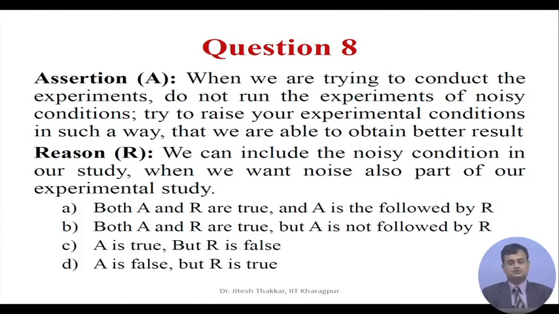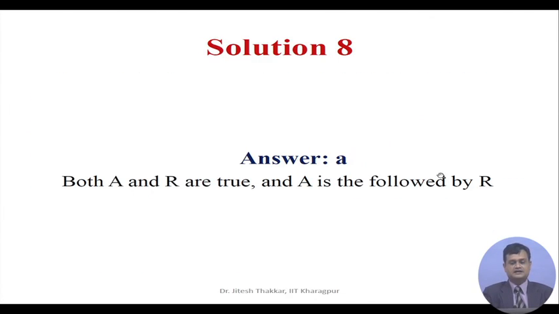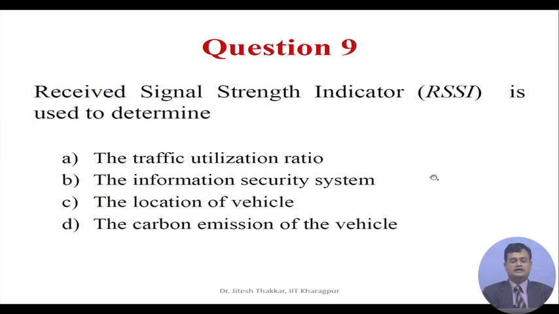A. Both A and R are true and A is followed by R. B. Both A and R are true but A is not followed by R. C. A is true but R is false, and D. A is false but R is true. The correct answer is A. Both A and R are true and A is followed by R. So, A is the correct answer.